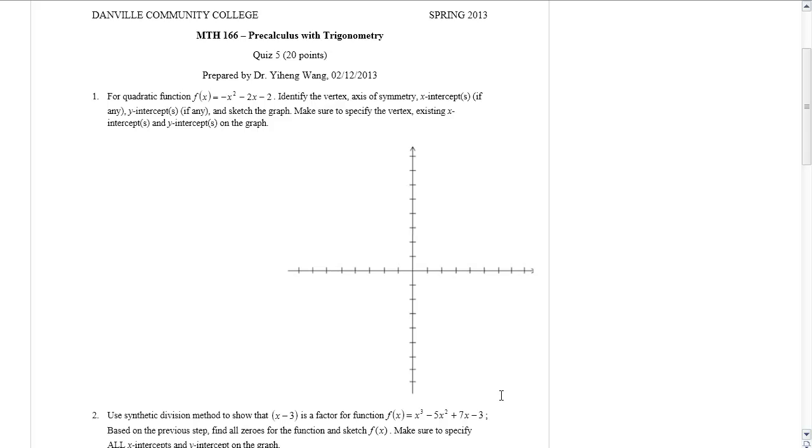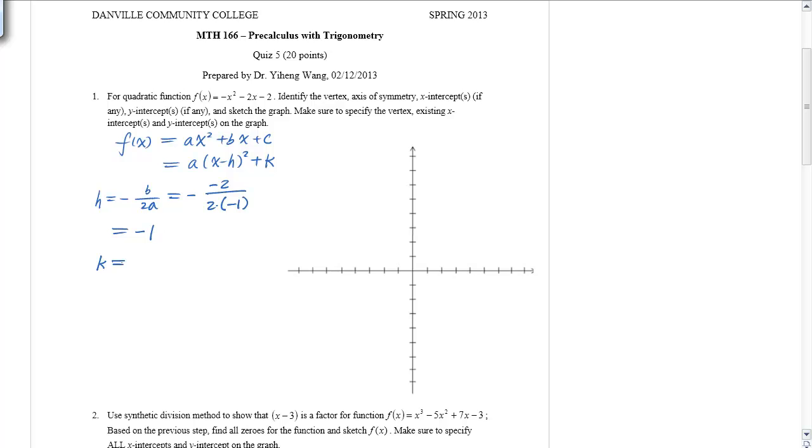To identify the vertex, we're going to follow the formula that in order to write the original function f(x) = ax² + bx + c into its standard form a(x - h)² + k, we know that h = -b/2a. In this case, negative b is negative 2, and 2 times a is negative 2, and that equals negative over negative. So these two negative signs cancel out, so eventually h equals negative 1.